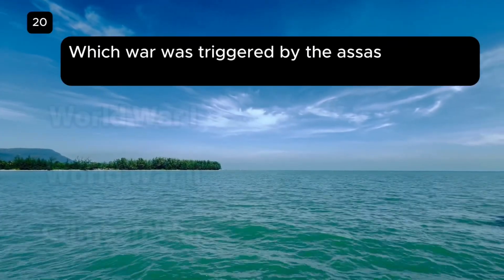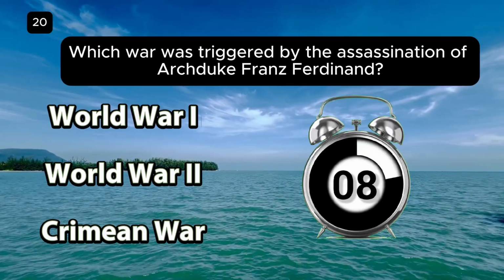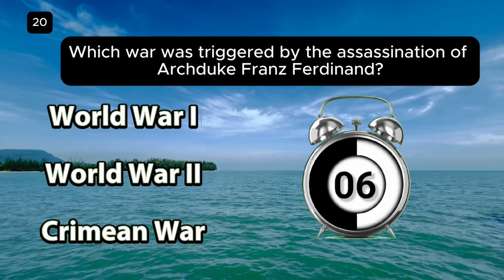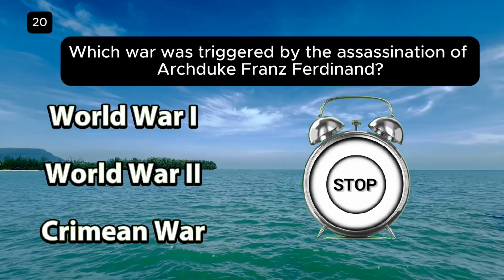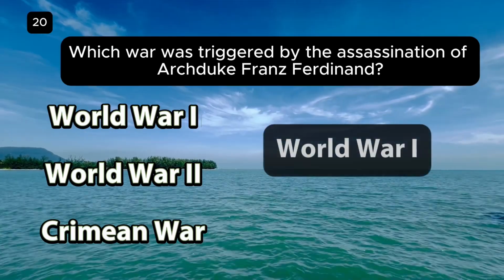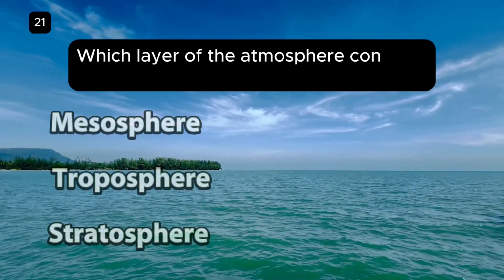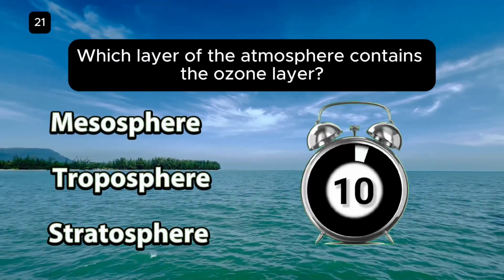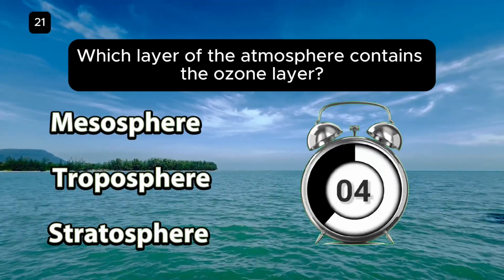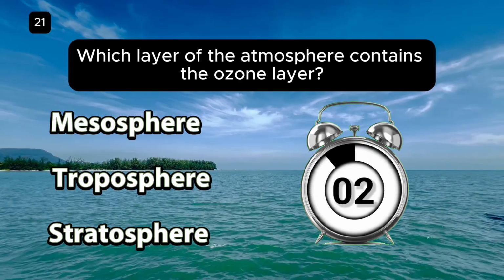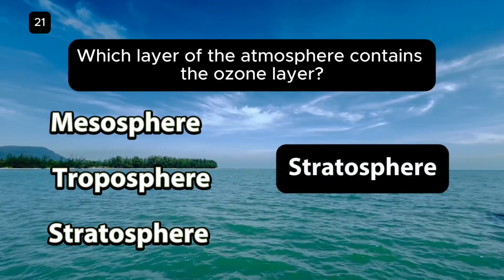Which war was triggered by the assassination of Archduke Franz Ferdinand? The answer is World War I. Which layer of the atmosphere contains the ozone layer? The correct answer is stratosphere.